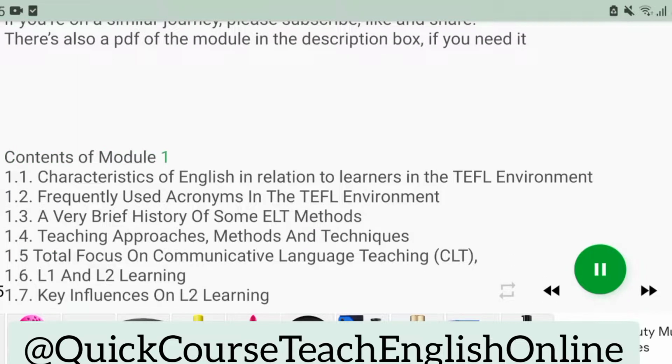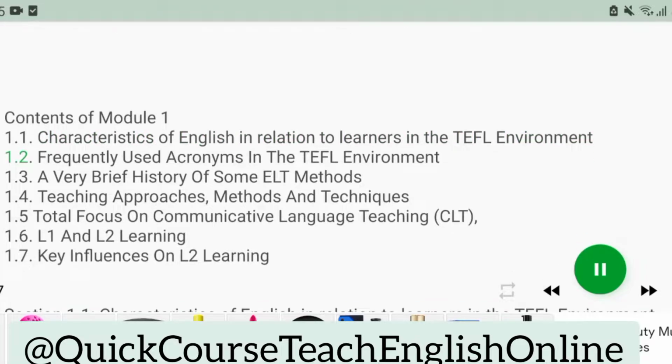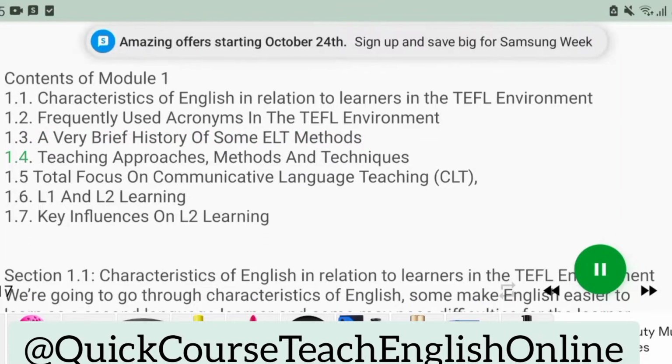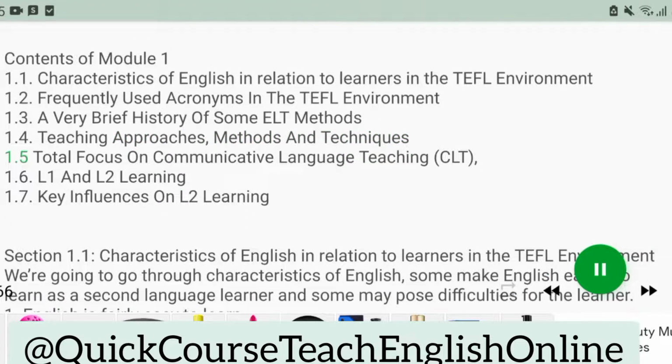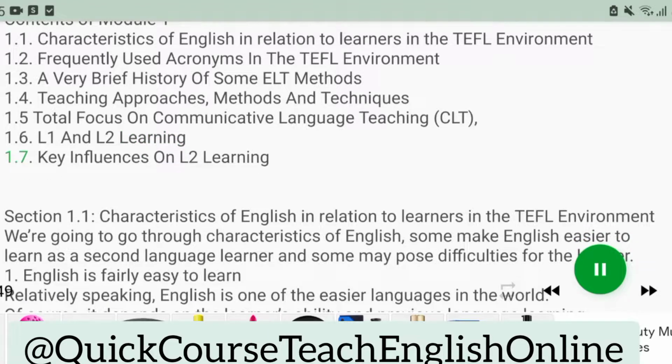Contents of Module 1. 1.1 Characteristics of English in relation to learners in the TEFL environment. 1.2 Frequently used acronyms in the TEFL environment. 1.3 A very brief history of some ELT methods. 1.4 Teaching approaches, methods and techniques. 1.5 Total focus on communicative language teaching, CLT. 1.6 L1 and L2 learning. 1.7 Key influences on L2 learning.